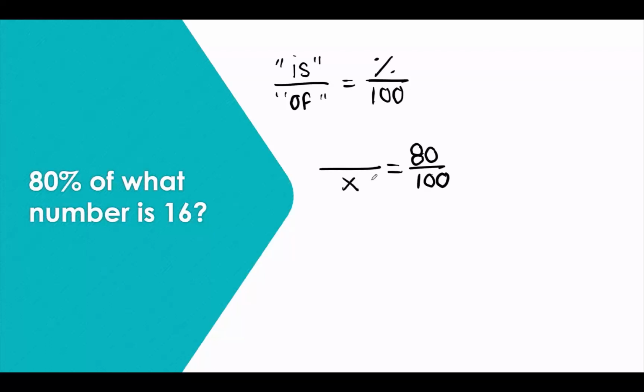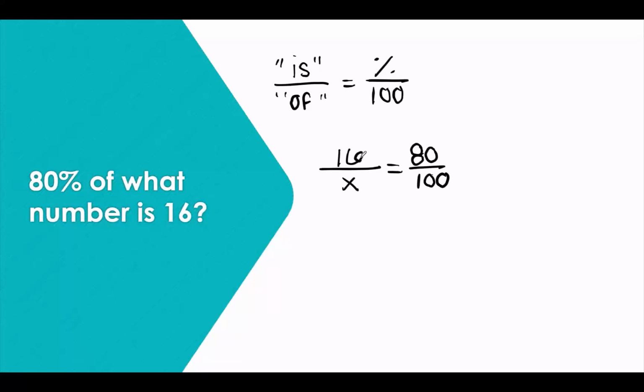80% of what number is 16? So there's my keyword is, and there's a numerical value next to it of 16. So the 16 is going to go in the is spot. So here's our equation all set up. 16 over X equals 80 over 100.